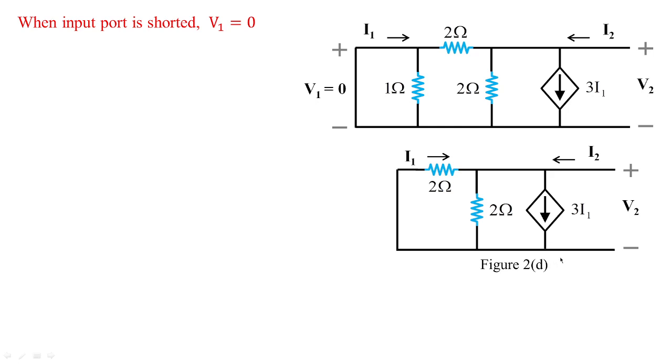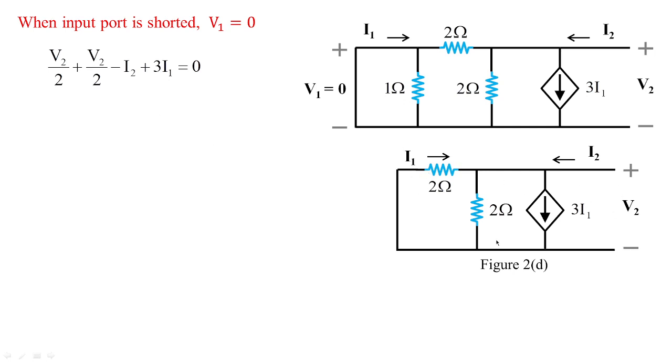For this, I can apply KCL at this particular node. V2 is parallel to 3I1, V2 is parallel to 2. When I apply KCL, assuming this point to be at higher potential, V2 by 2 is one branch current, V2 by 2 is another branch current, 3I1 is a dependent current source which is leaving the node, and I2 is coming towards the node. So I can frame the equation as V2 by 2 plus V2 by 2 minus I2 plus 3I1 equivalent to 0, where I1 is equivalent to minus V2 by 2, because the direction of I1 is in this direction, and we are assuming this point to be at higher potential. So V2 by 2 is equal to minus I1. I hope you understood this step.